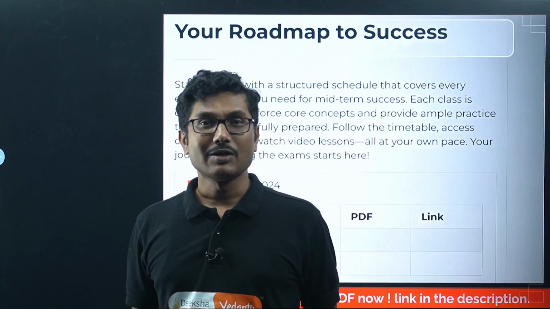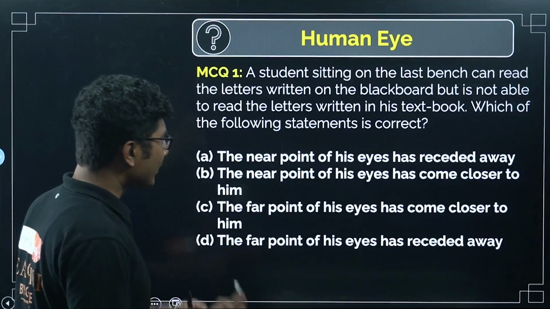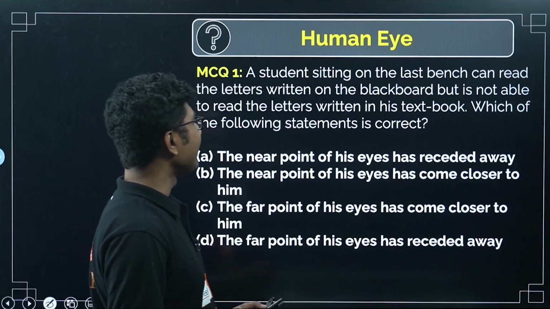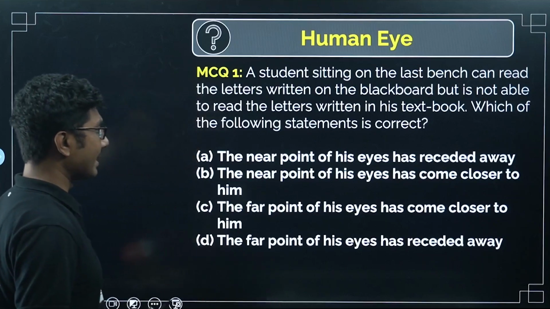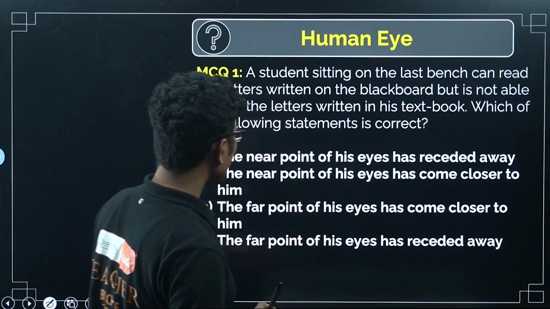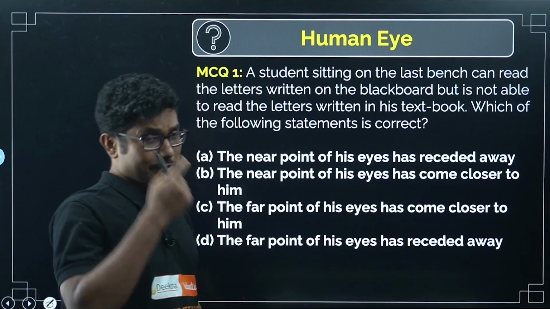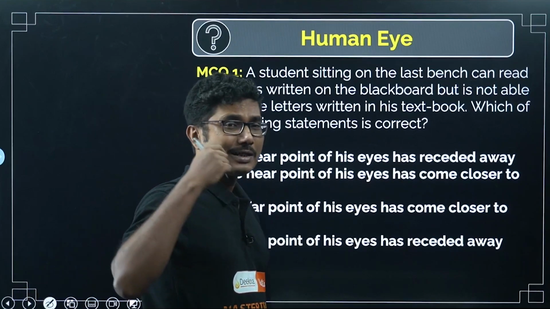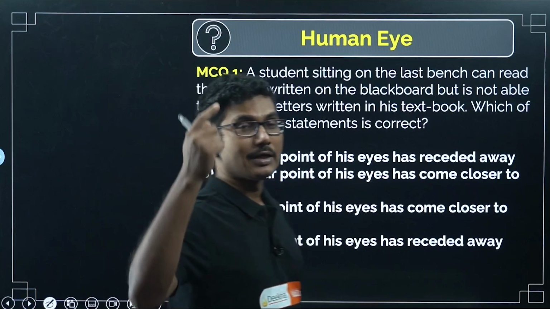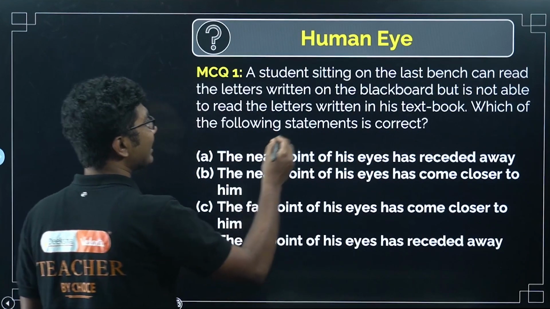Now let's start with the topic human eye. So first question: a student sitting on the last bench can read the letters written on the blackboard, but is not able to read the letters written in his textbook. Which of the following statements is correct? So first of all, he can read the far objects that are written on the blackboard, but he cannot read whatever letters are written in his textbook.